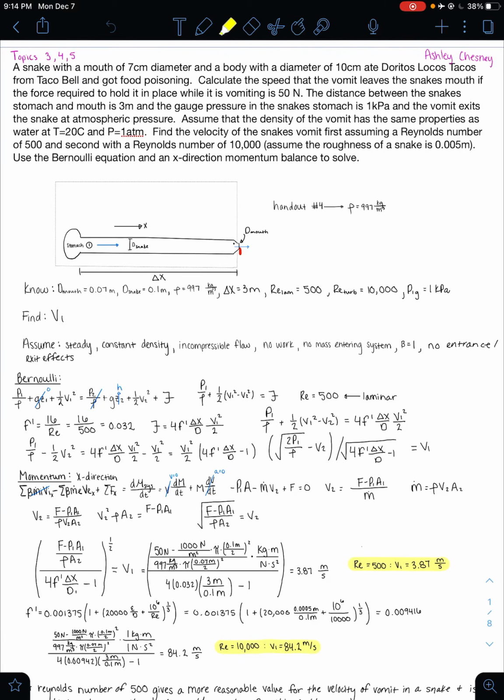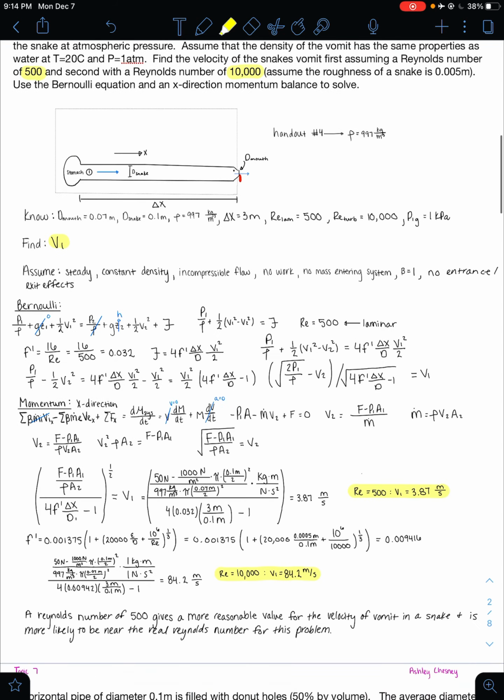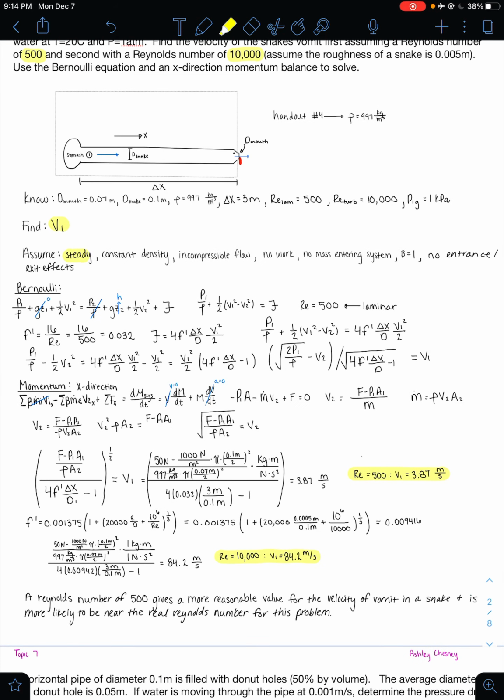A knowledge of topic 5, which is internal flow, was demonstrated through the following problem, which gives a snake that is vomiting, and we determined the velocity of the vomit inside the snake's stomach at a Reynolds number of 500 and a Reynolds number of 10,000. To do this, we assumed that the flow was steady, constant density, incompressible, there was no work, there was no mass entering the system, that beta equals 1, and there is no entrance or exit effects.